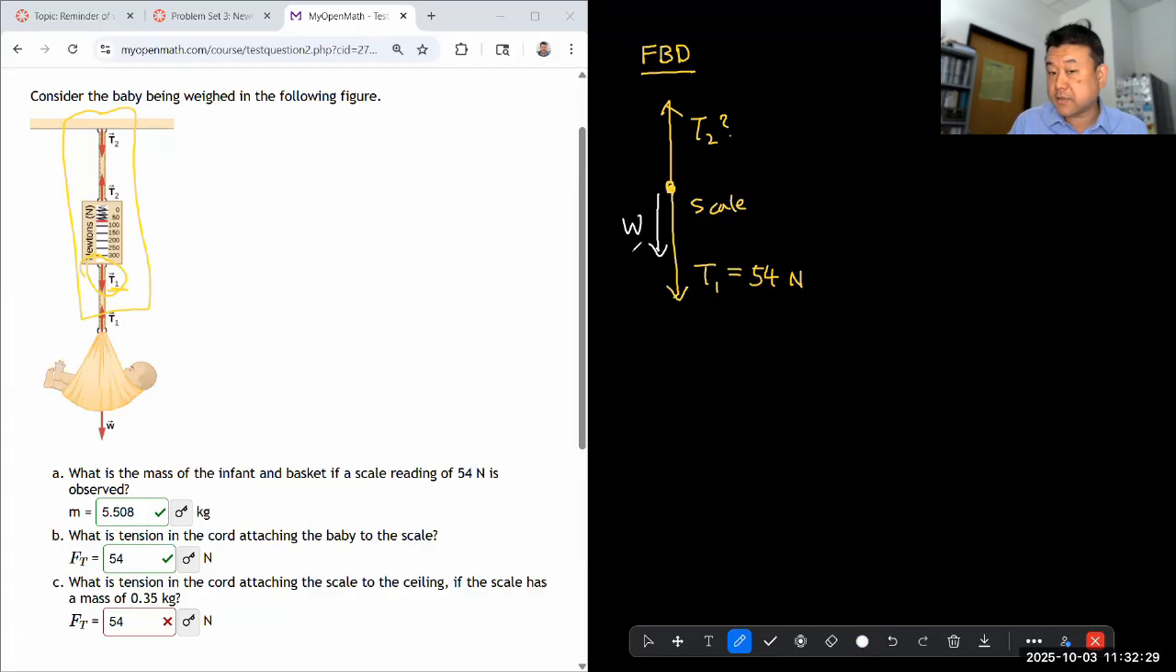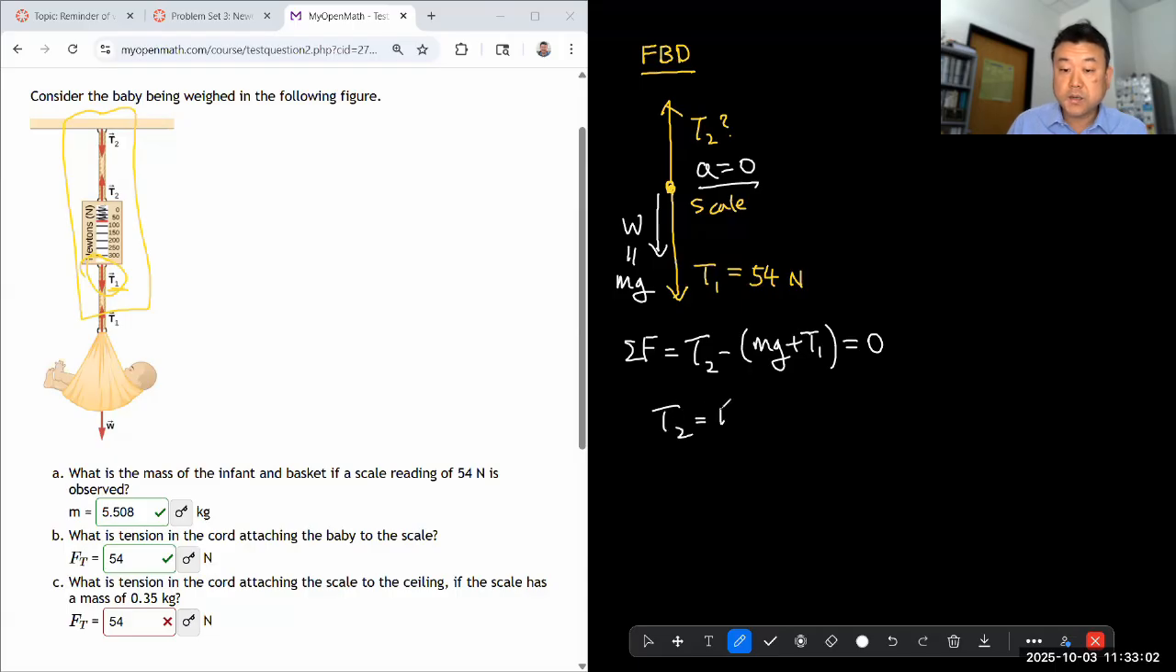So there has to be the weight of the scale, which is going to be equal to mg. And from Newton's second law, the net force is going to be T2 upward force minus the sum of the downward forces. So T2 minus mg plus T1. And hopefully you have enough intuition to say that this is not accelerating. Acceleration is 0. So the net force from Newton's second law, mass times acceleration, should also be 0. So T2 should be mg plus T1. So in addition to T1, you have to add this mass of the scale times g, 9.8.